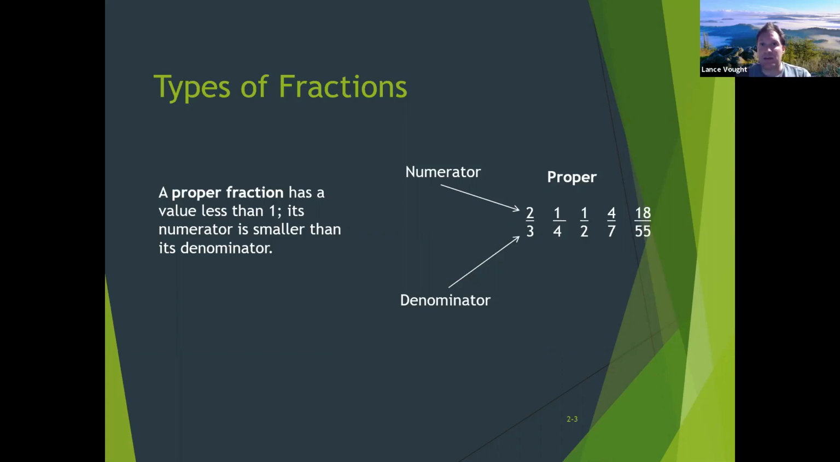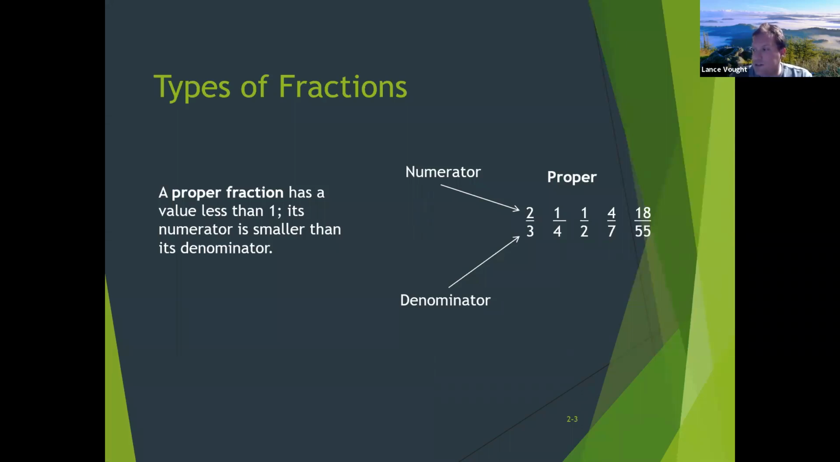The denominator is what constitutes a whole of something. So the numerator is what you got. The denominator is basically what a whole version of what you have would look like. And it's always separated with that little bar in the middle.